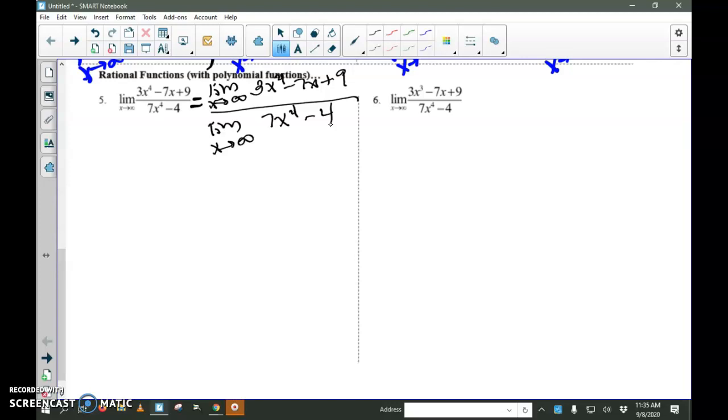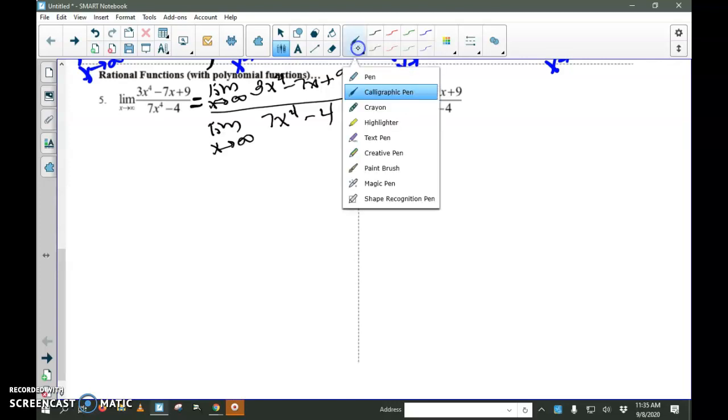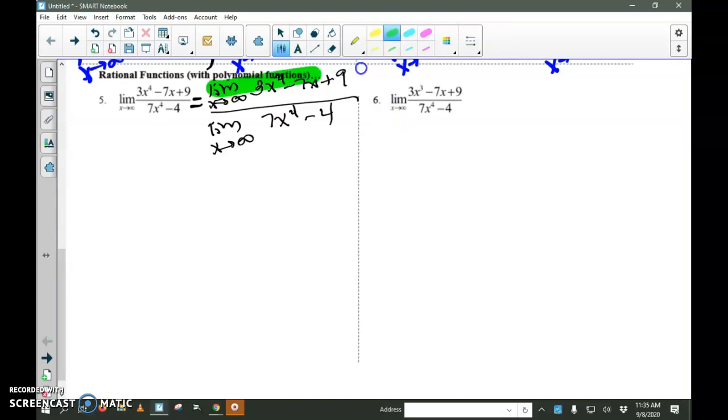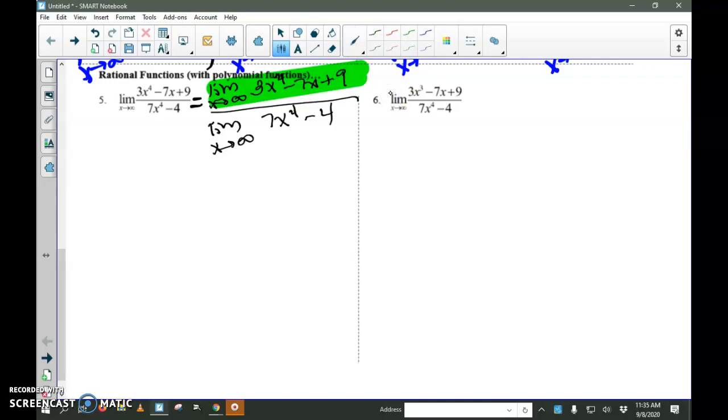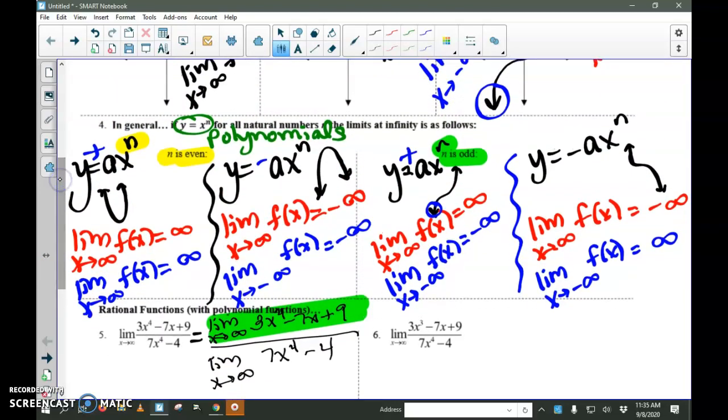The limit as x approaches infinity of 3x to the fourth minus 7x plus 9. So this is a polynomial function if we're looking just at this top function here. And it has a positive leading coefficient. It has an even degree, which means that's going to look something like the very first graph that we made, positive leading coefficient, even degree. Both end behaviors are going to point in the upward direction. So as x approaches infinity, my right-sided behavior, my overall function will approach positive infinity.